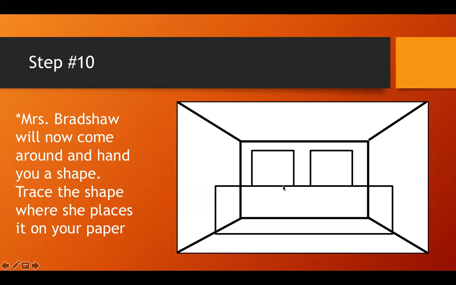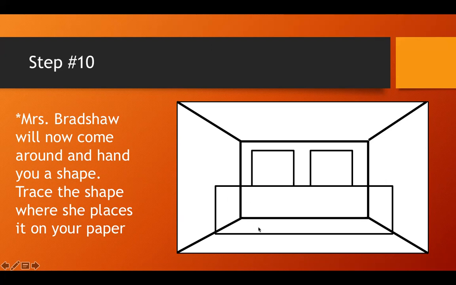Then, as you can see, once you trace it, these are not connected right here, so you're going to take your ruler and your pencil and you're going to connect this so it goes all the way across. We are now creating the 2 windows behind your table and the table for your Last Supper drawing. Okay, so once again, you're going to trace that shape, you're going to outline it, then you're going to take a ruler and you're going to draw all the way across.